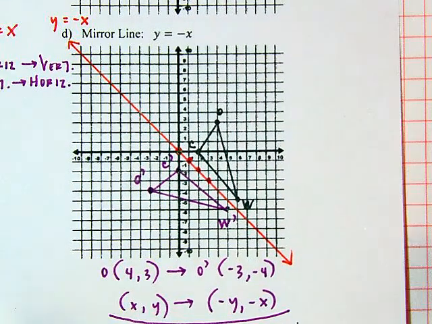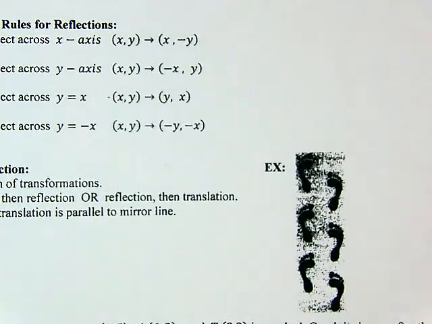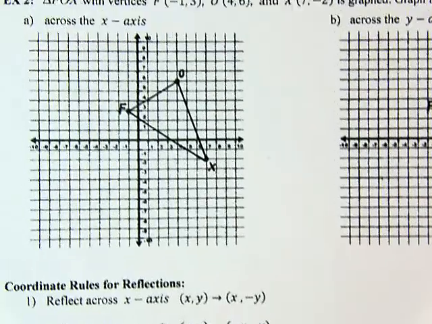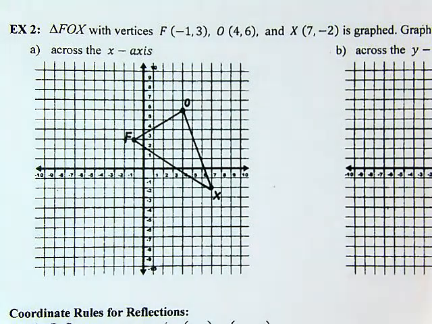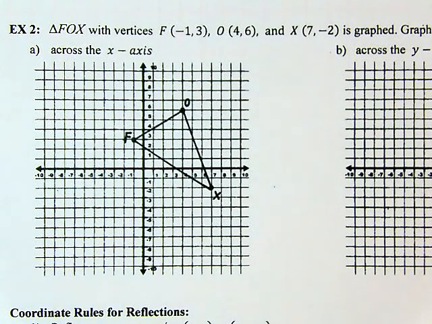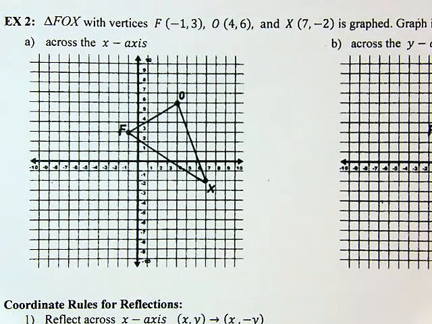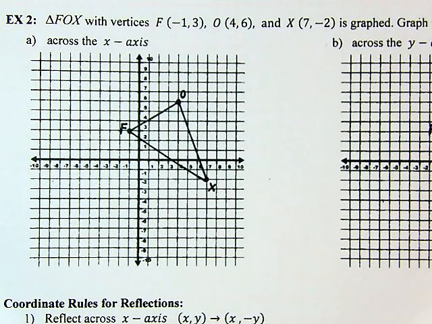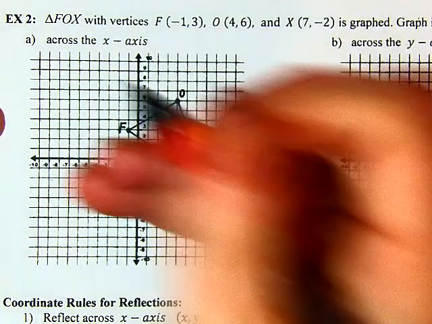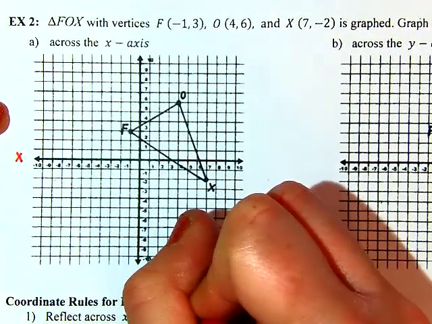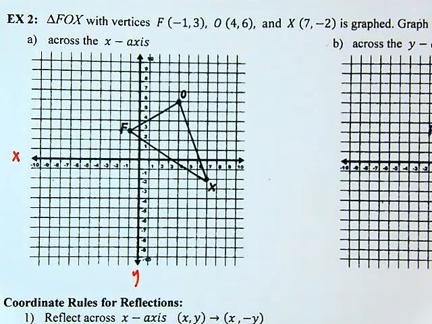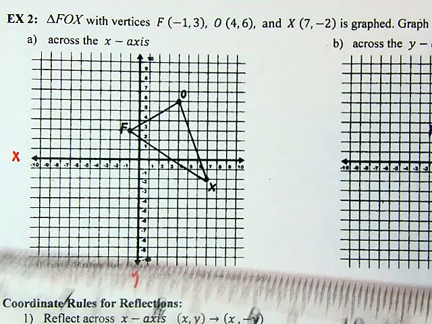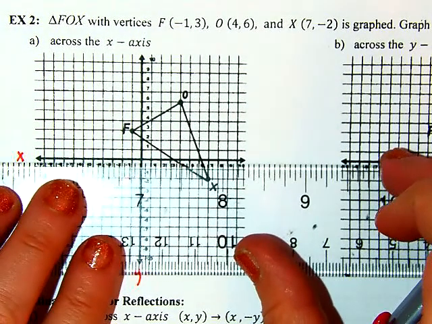All right, let me flip over or go to the second sheet right here. All right, so here I'm giving you a triangle FOX. It's graphed. I want to graph its image after the reflection described. So here we're saying, well, now reflect it over one of the two axes. Let's start with the x-axis. So remember, here is the x-axis and here is the y-axis. So if we're saying across the x-axis, this is your mirror line right here, the x-axis.